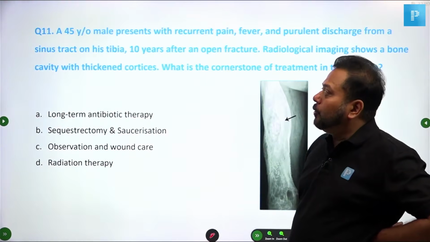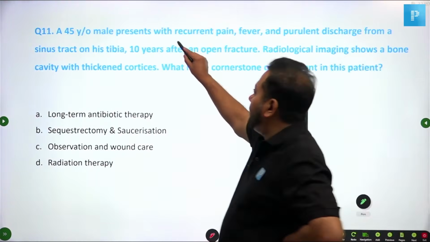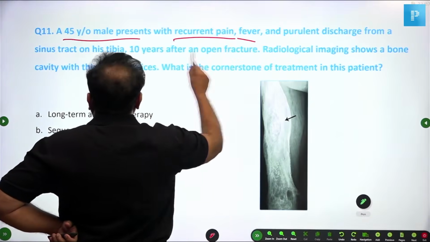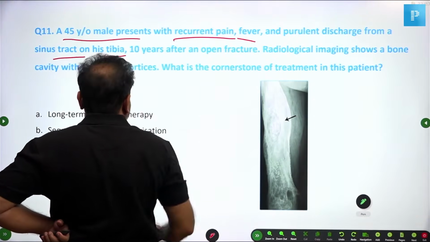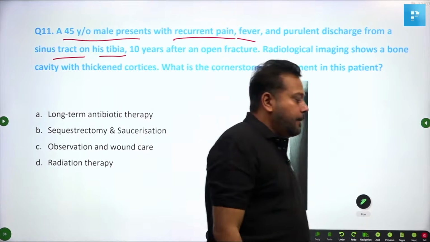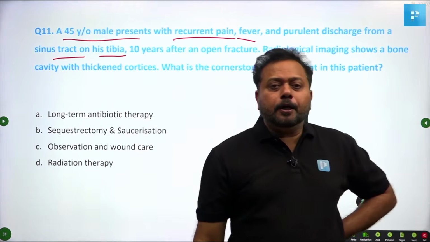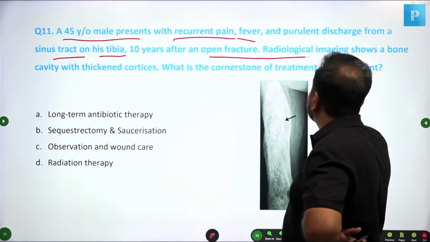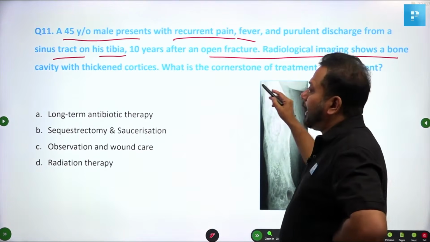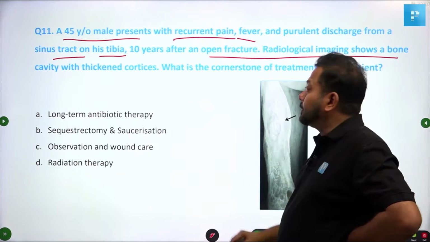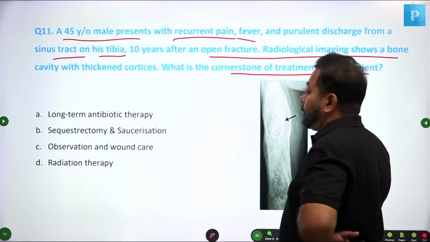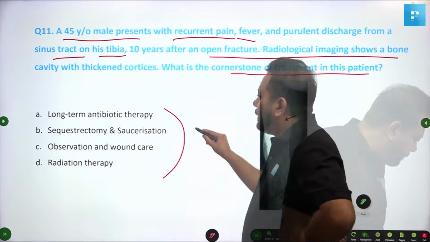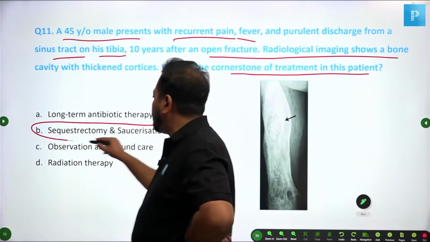A 45-year-old male presents with recurrent pain, fever, purulent discharge from a sinus tract of his tibia. So sinus tract is there, purulent discharge means it should be a case of chronic osteomyelitis. After open fracture, radiological imaging shows a bone cavity with thickened cortex. What is the cornerstone of the treatment? Which is the best management among the 4 choices? Yes, the answer is sequestrectomy and saucerization.